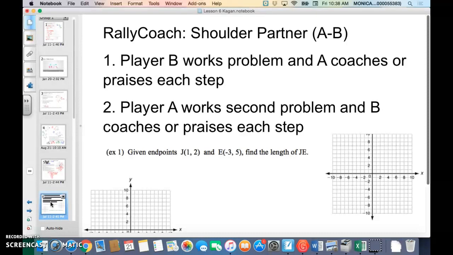Please make sure you're watching the person as they work the problem so that you can check to make sure that they're doing everything correctly. Don't both of y'all work independently and then check your answers later. So this is player B's problem, and then the second one is player A. All right, we'll check our answers momentarily.